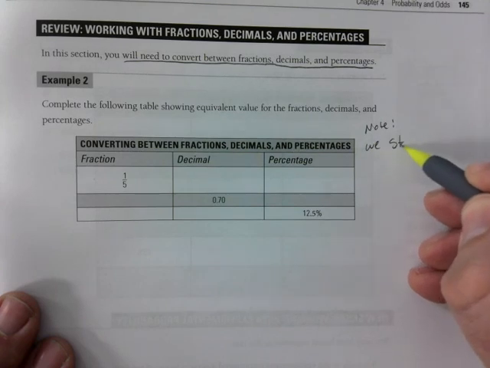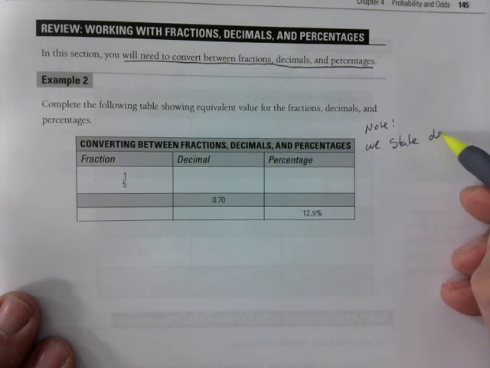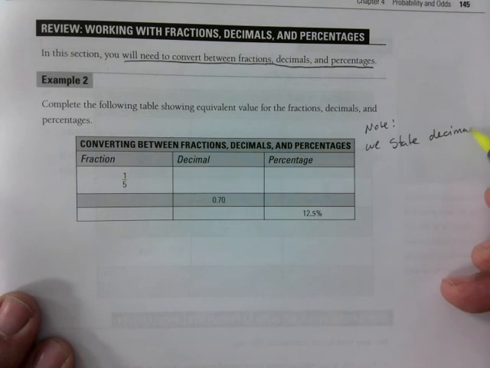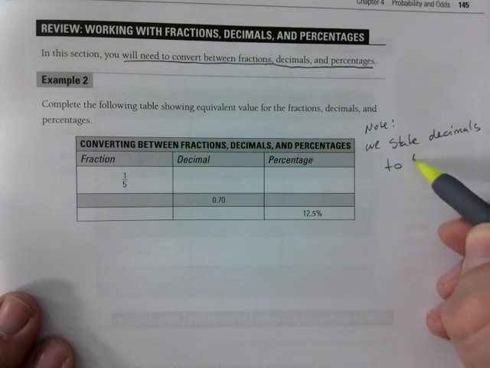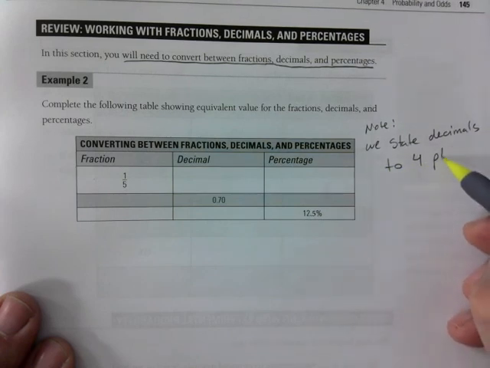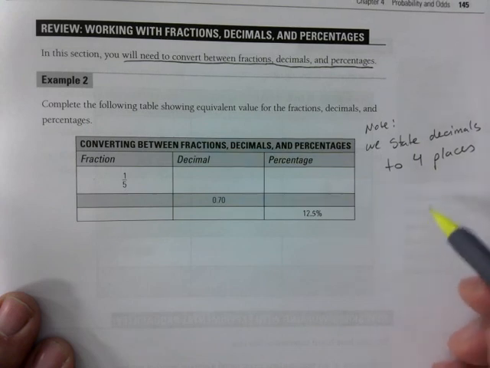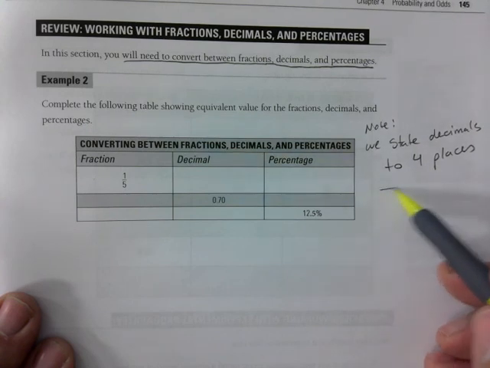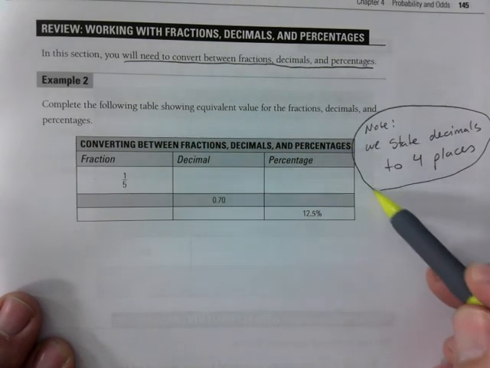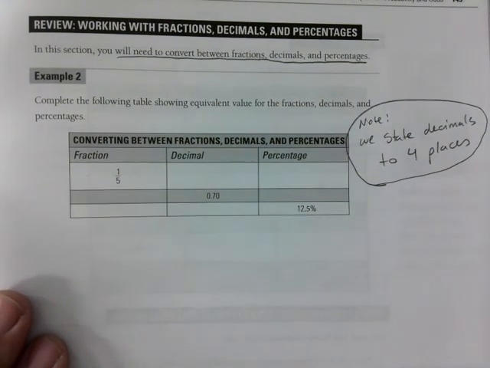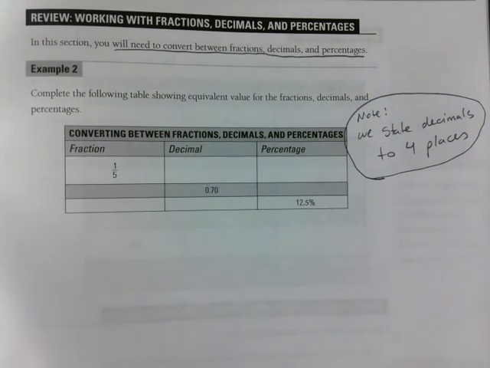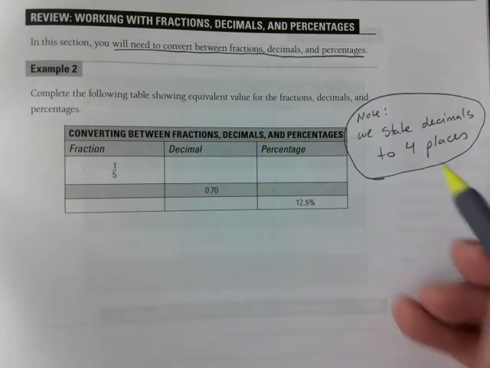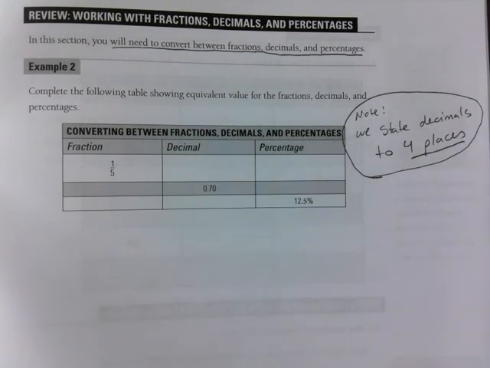we state decimals to 4 places. Okay. And it's just going to make things easier for us. So if we state decimals, we want to use 4 places in this unit, okay? If applicable. So grab your calculator.